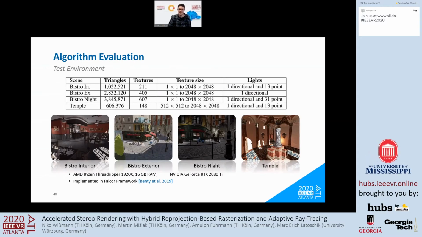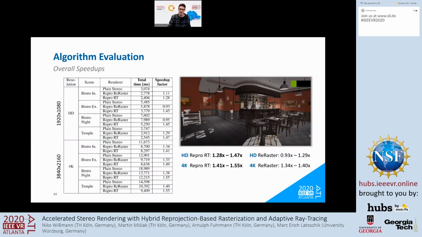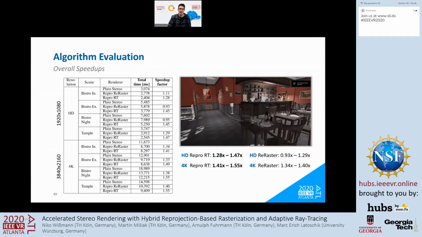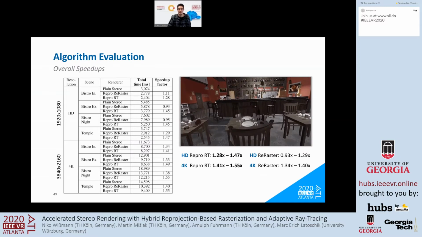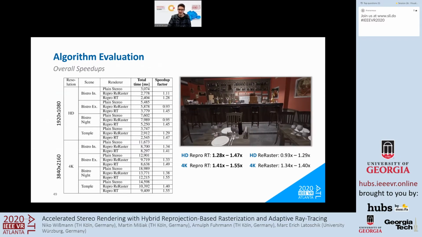Okay, so let's take a look at our evaluation of our algorithm. We did our benchmark on 4 popular test scenes. We chose them as their complexity regarding geometry, textures, and lighting is somewhere in the ballpark of modern computer games. Our test hardware consists of a modern CPU and a powerful recent GPU with ray tracing acceleration. For the benchmark itself, we measured the total time it takes to render 1000 frames on a predetermined camera path. We benchmarked all scenes in 2 resolutions, Full HD and 4K.